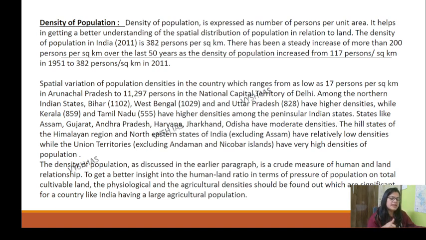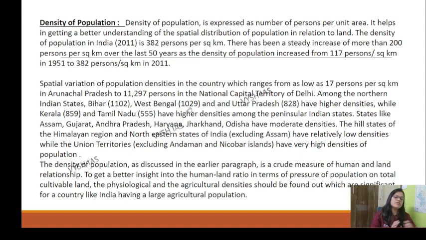The hill states of the Himalayan region and the northeastern states of India, excluding Assam, have relatively low density, while the Union Territories of Andaman and Nicobar have very high density of population. This is a basic fact you can put into your answers.